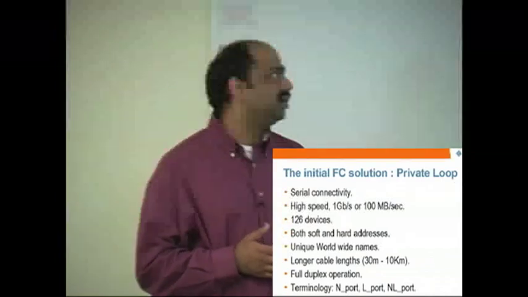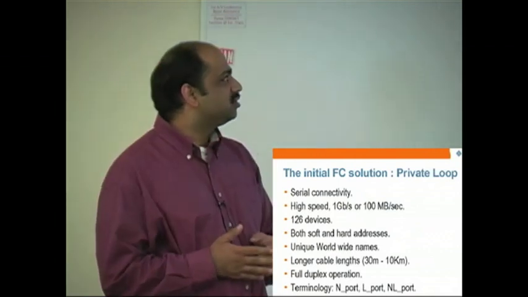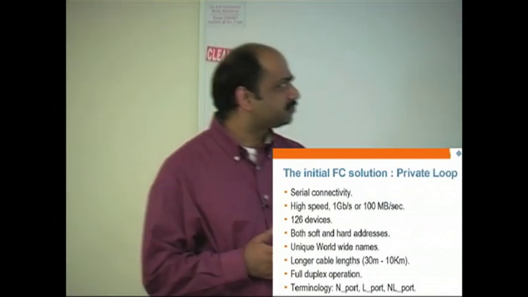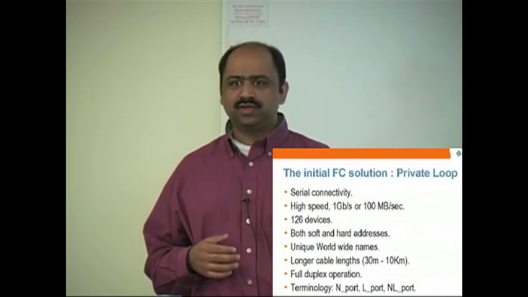It has very high connectivity, 126 devices, both soft and hard addresses. So let's talk about that. A hard address is basically what you do with parallel SCSI. You have a jumper on the device. You set the device ID. You say, this device is SCSI ID 7. This device is SCSI ID 8. Soft address means we do not decide what the address of the device is. When things are initializing, that's the time the device picks up an address. That's called a soft address. And I have a backup slide called loop initialization process. Once I go through that, I will describe what a soft address is.